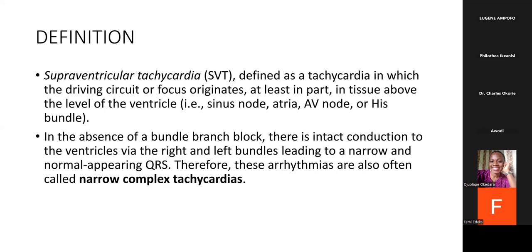supraventricular tachycardia, SVT in short, is defined as a tachycardia in which the driving circuit or focus originates, at least in part, in tissues above the level of the ventricle. That is the sinus node, the atria, the AV node, or the His bundles. In the absence of a bundle branch block, there is intact conduction to the ventricles via the right and left bundles, leading to a narrow and normal appearing QRS. Therefore, these arrhythmias are also often called narrow complex tachycardia.